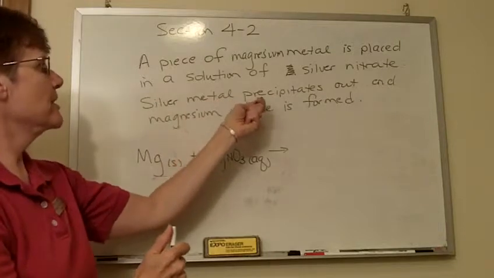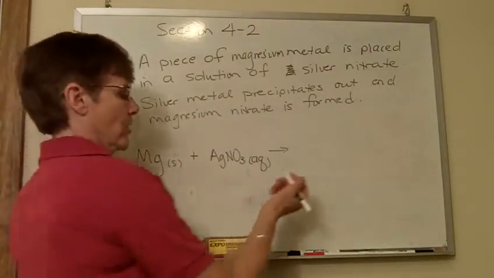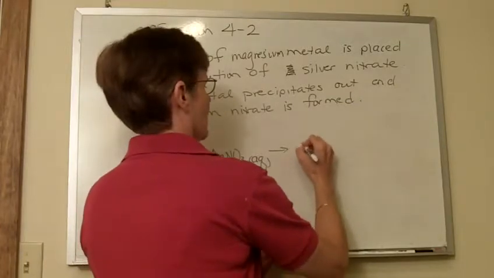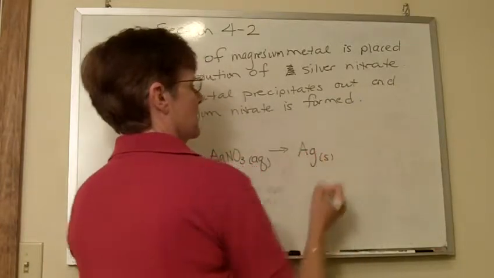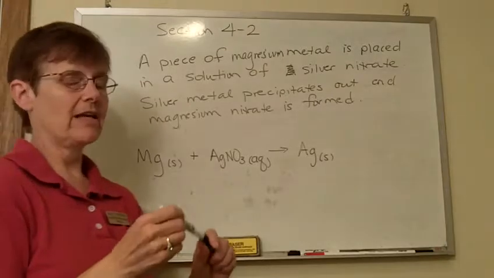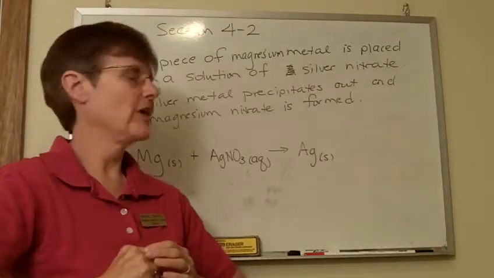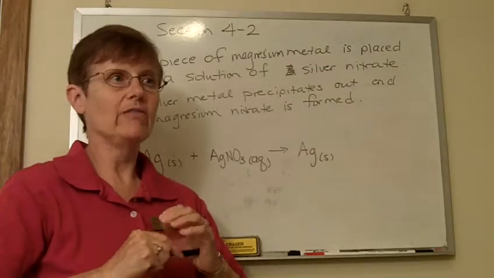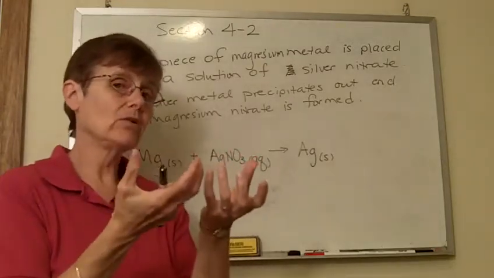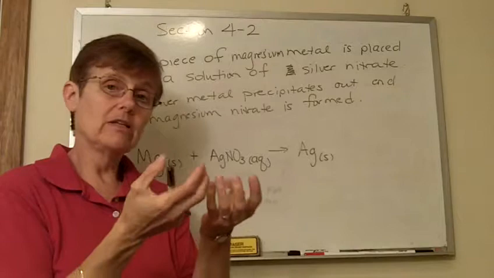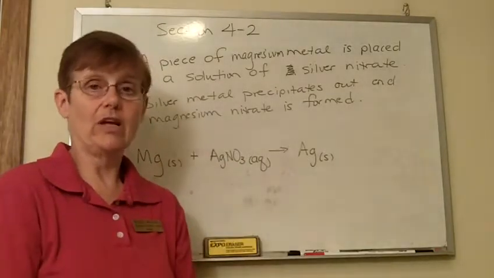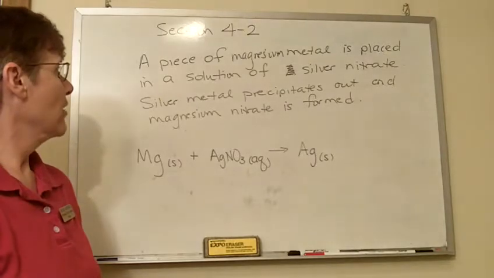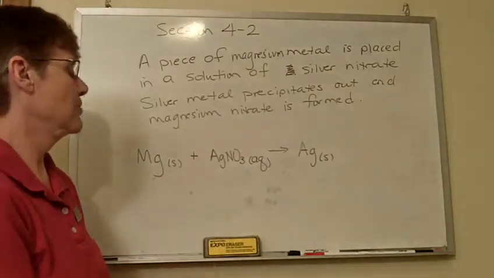Silver metal precipitates out. So we've got one of our products is silver metal, which is a solid. And in class we'll talk about precipitates, and I'll show you what that's all about. But essentially a precipitate is when you have something that forms in that solution that won't dissolve in it. And so you see it all come out of solution and kind of sit on the bottom of the beaker. And then lastly, our other product is magnesium nitrate.